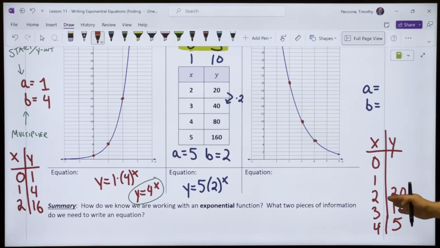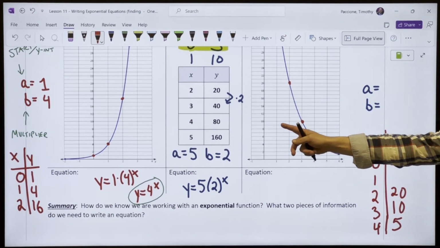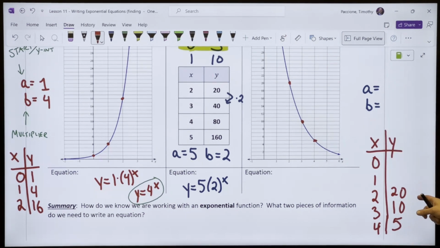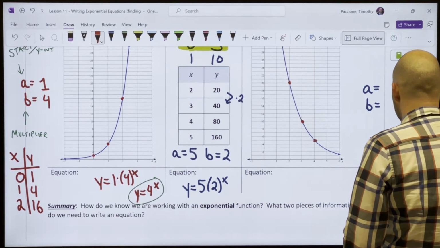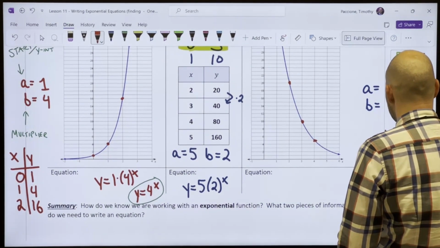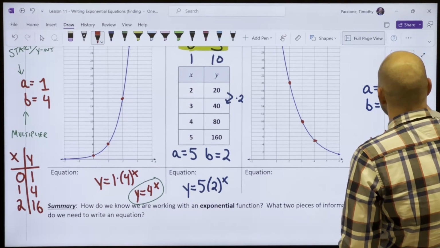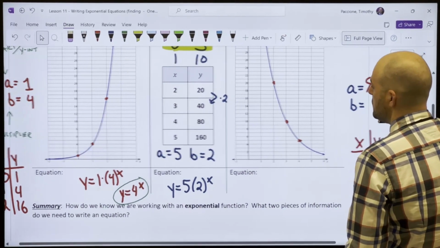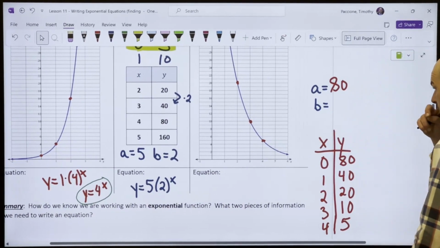Okay. Now it's in that familiar table space. I can do the same thing I did over there. It's going down. It's what's happening? Divided by 2. It's divided by 2. So to go up, I would? Multiply by 2. So it would be 1, 40, 0, 80. I found my a.